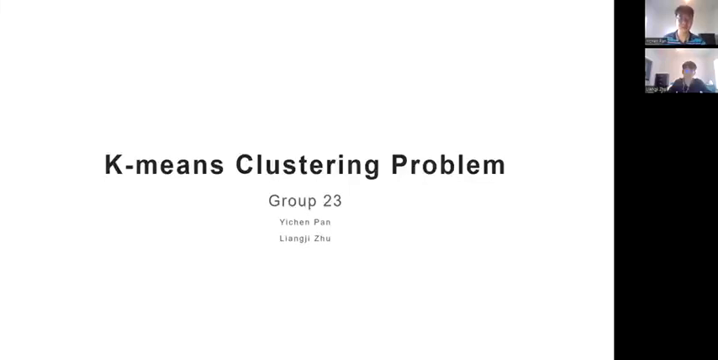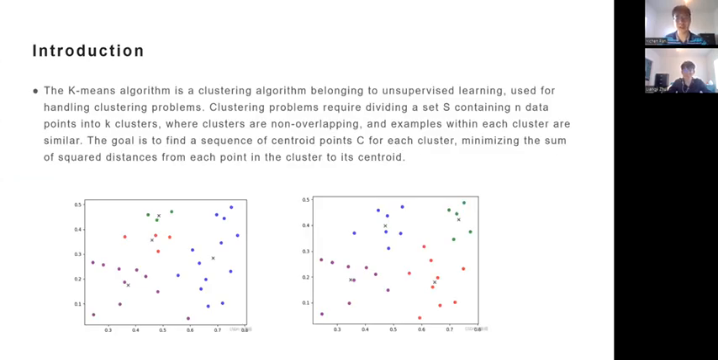Hello, we are group 23, and today we want to share the K-means clustering algorithm. The K-means algorithm is a clustering algorithm. The algorithm aims at finding K clusters such that samples in the same cluster are the most similar.